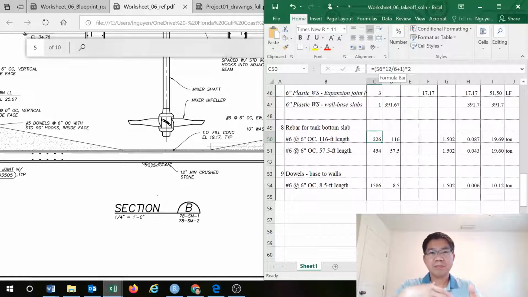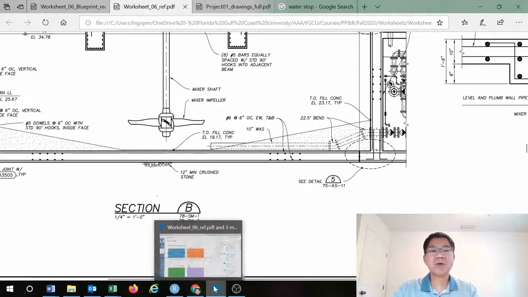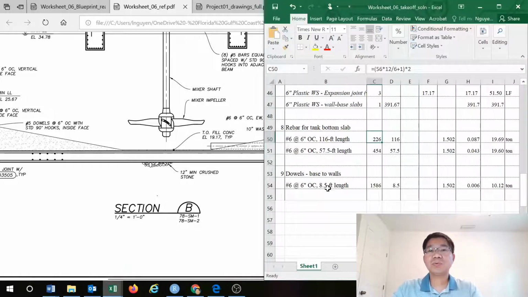56, which is about to lay out along the width, times 12 for unit conversion. 1/4 is 6 inches. That is 6 inches on center, and you can see the plus 1, because that is explained in problem 3 of the unit cost estimating lesson, and times 2 because of top and bottom. So that is the number, and then the length should be the other length.